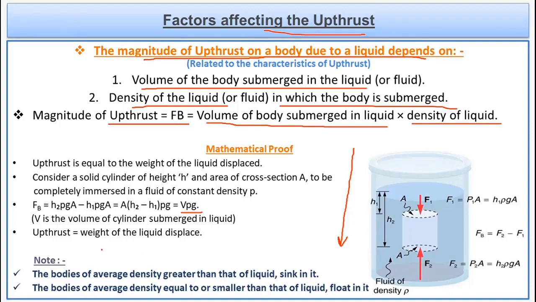When you do so, remember these two points. Bodies of average density greater than that of the liquid sink in it. Bodies of average density equal to or smaller than that of the liquid float in it. We will understand this in the next part.